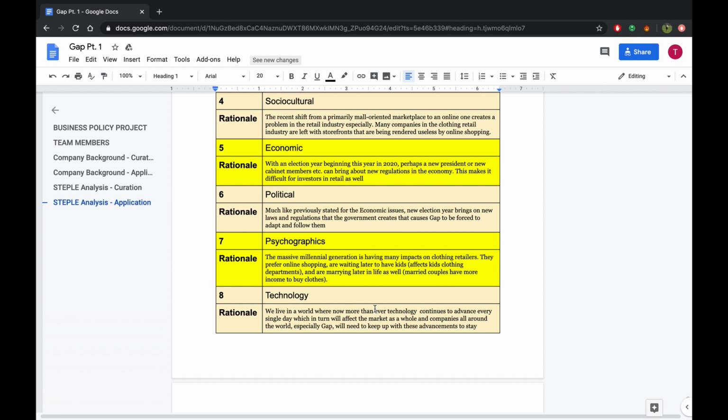At 7th, we have psychographics. The massive millennial generation is having many impacts on clothing retailers. Many of these issues relate to the shift to an online marketplace. That is where Gap and many clothing retail companies like JCPenney are struggling. Millennials prefer to shop online, and they're waiting later to have kids, which lowers kids' clothing sales.